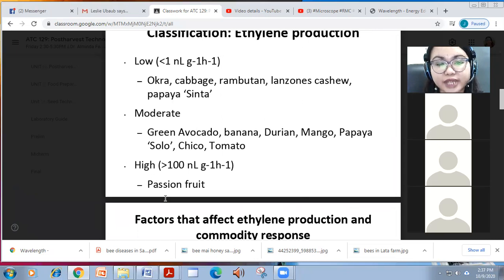And it's very high if it's more than 100, like passion fruit. Passion fruit is actually the highest in terms of ethylene, so you can use it as a bio-ethylene. If you want to ripen fruit, you can use the passion fruit peel or the passion fruit itself as a ripening agent for mango, durian, or whatever.